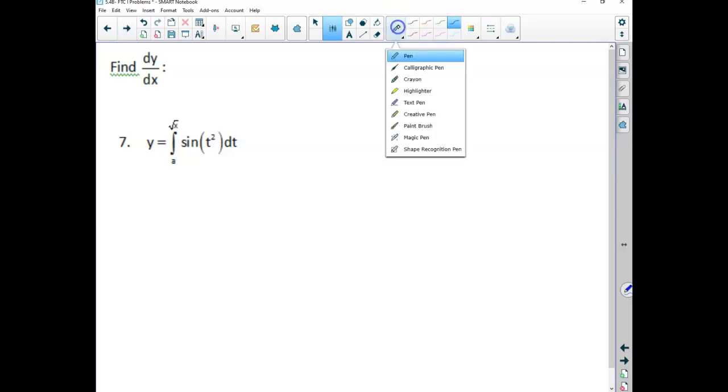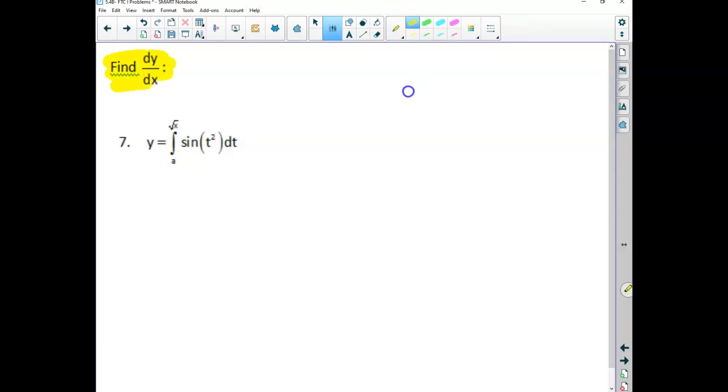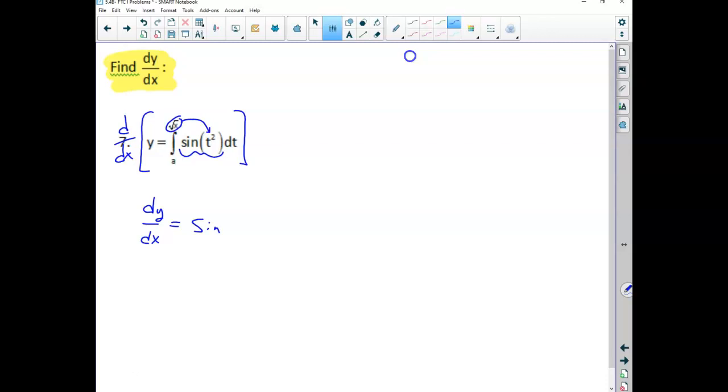And just remember the instructions you're looking at here. This isn't saying find y. This is saying find dy/dx, find the derivative of y. Please find the derivative of the antiderivative. Well, I'm just going to take the derivative of this. I know that's dy/dx, and I know that's going to equal, well, there's my little sine, or my little f of t. So when I plug that in there, I'm going to get the sine of the square root of x squared.